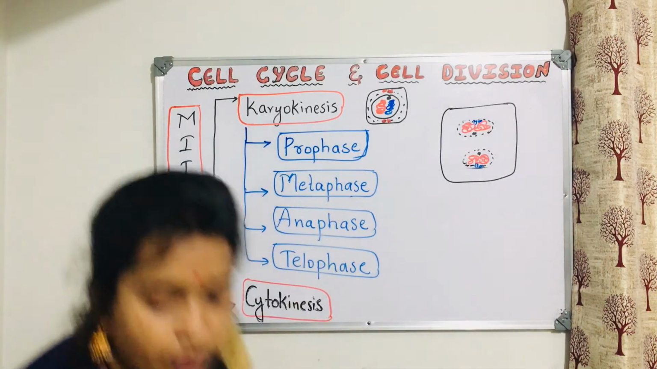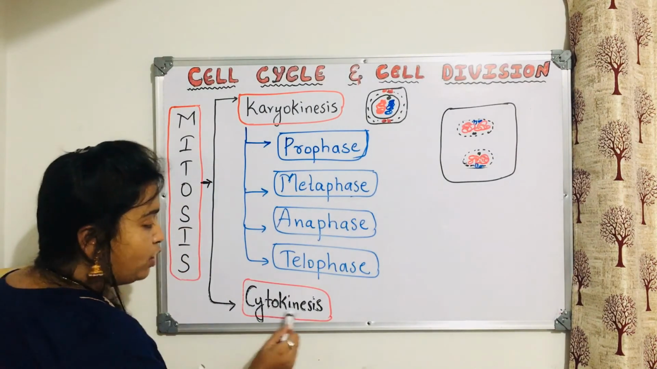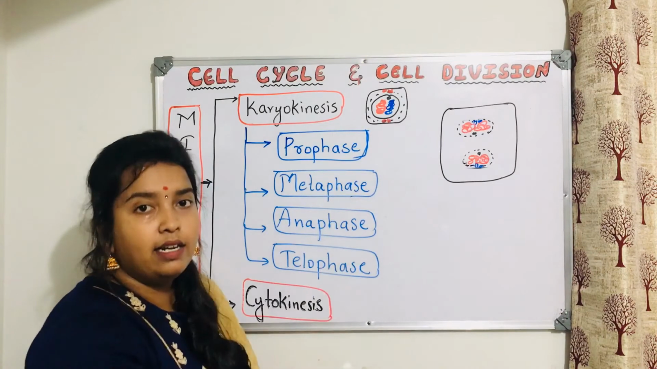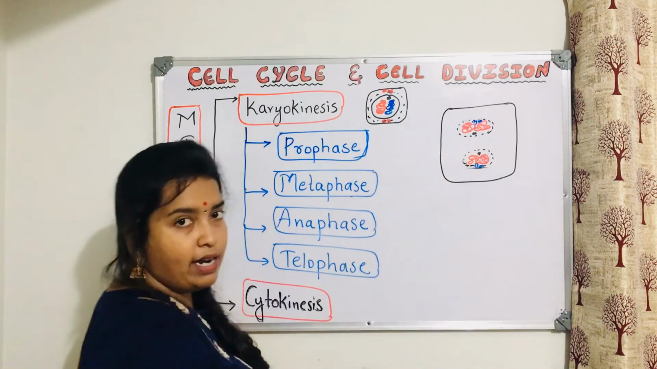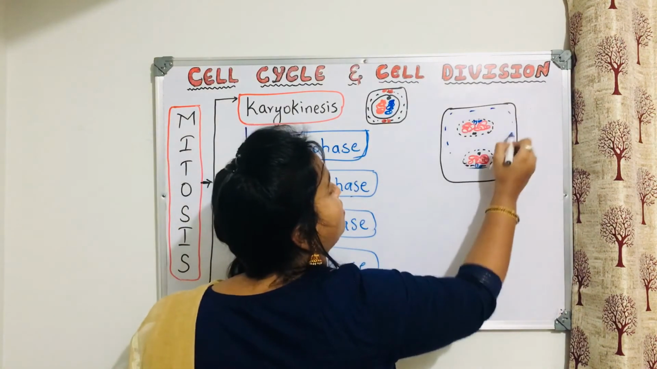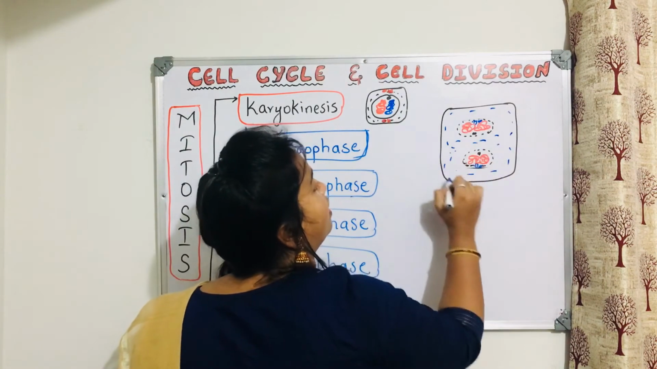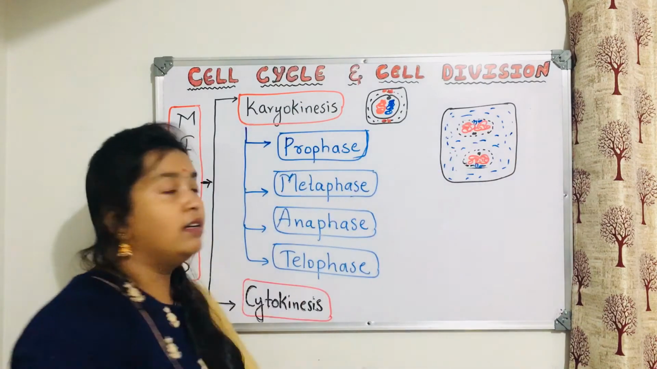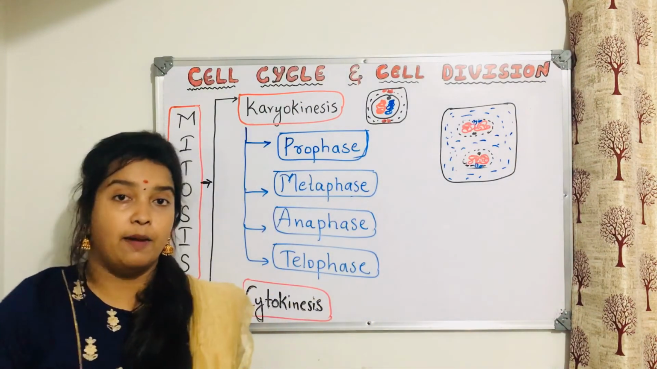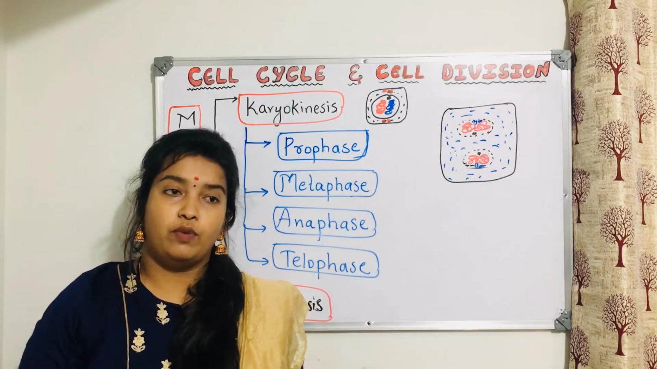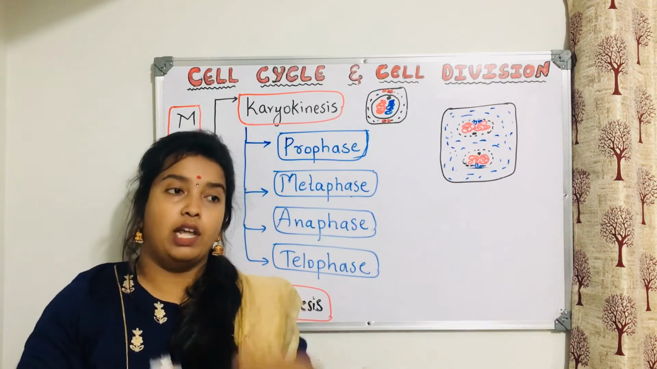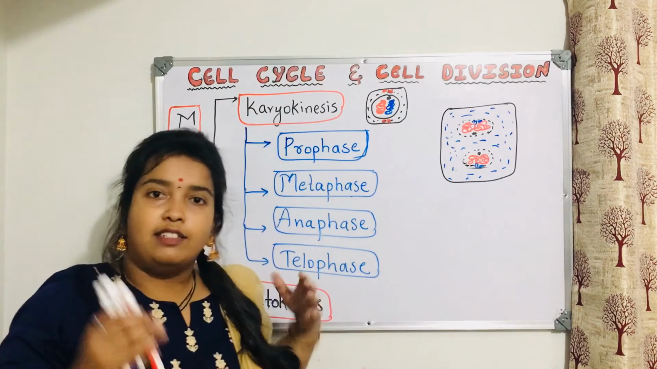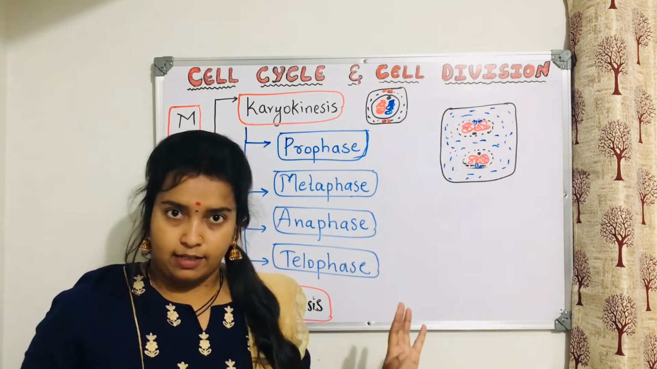Once the telophase is done, what is cytokinesis? Division of cytoplasm. Till now only the nucleus was divided. Now we have this cytoplasmic content, which we have already replicated. Where? In the G1 phase. All the nuclear and cytoplasmic content was doubled in the G1 phase. Now it is the time to equally separate the contents.